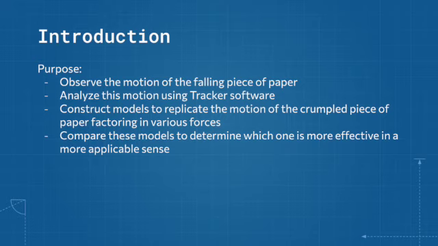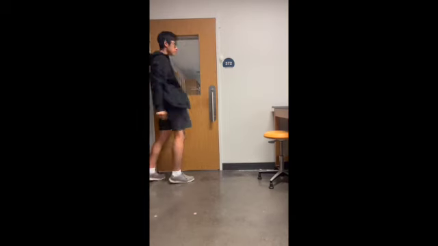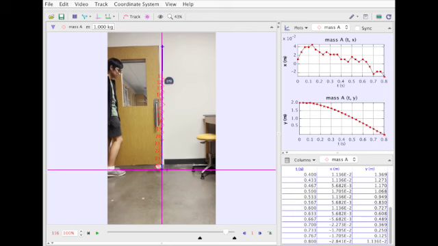Now here's a video of the fall of the crumpled piece of paper. Now, using the Tracker program, we first determined the approximate size of the crumpled paper ball. The coordinate axes were oriented such that the paper falls in the negative y direction, and as the object moves, its center of mass is marked and recorded. The recorded data points then are plotted as shown in this image.